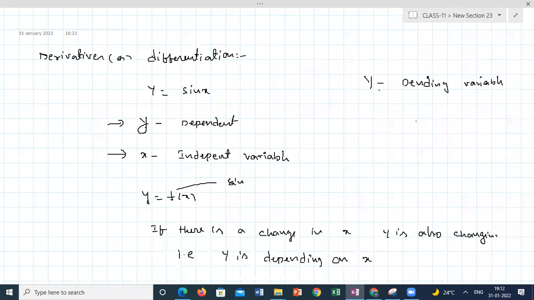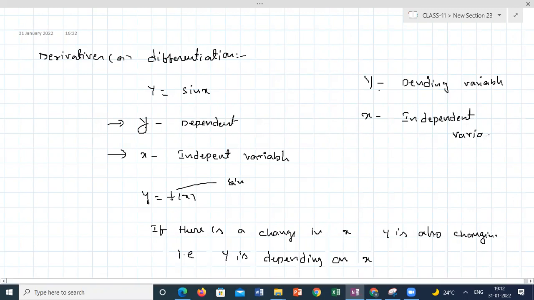And x is called the independent variable. Are you clear what I'm trying to say, students? Is it clear what I'm saying? Yes, sir. I can say x is independent, which means it's my choice.